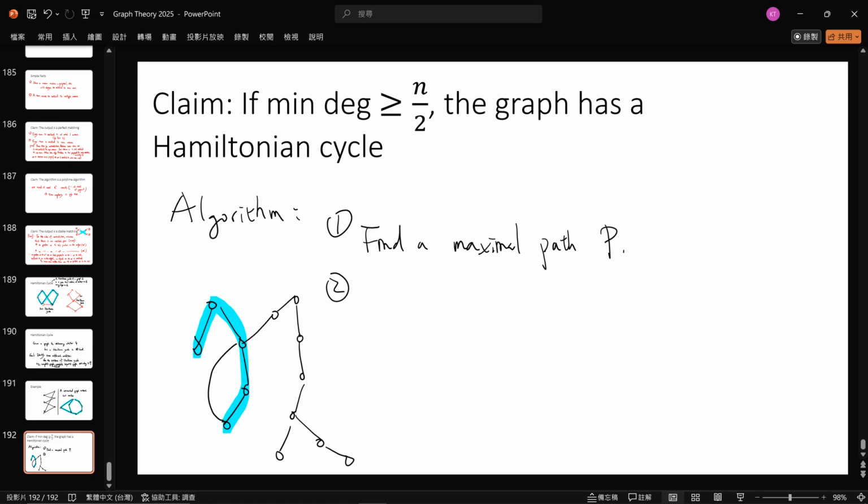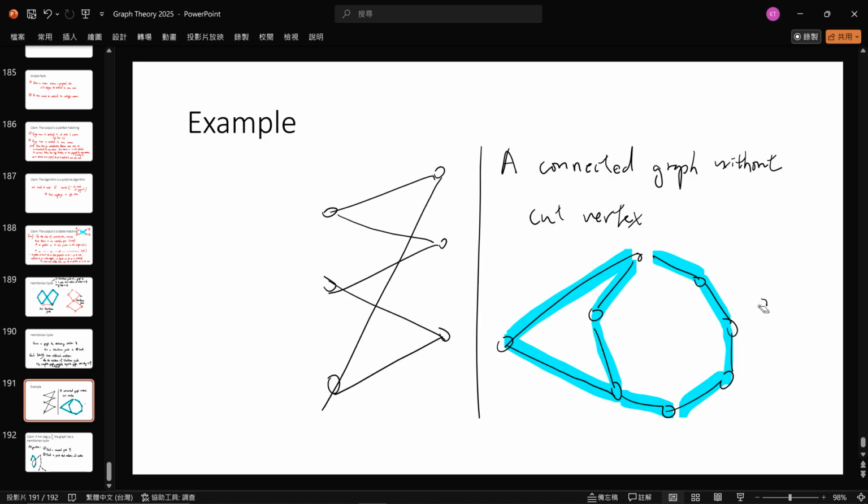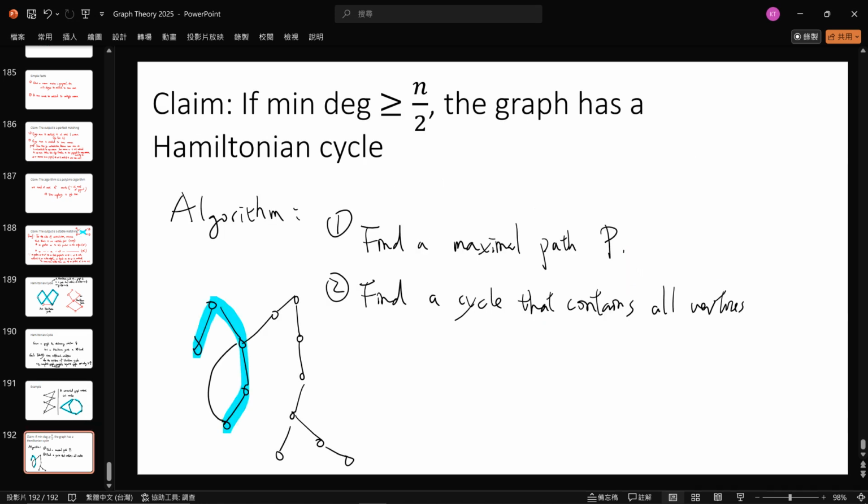And the second step, we want to find a cycle that contains all the vertices in this path P. Okay? So this is the second step.